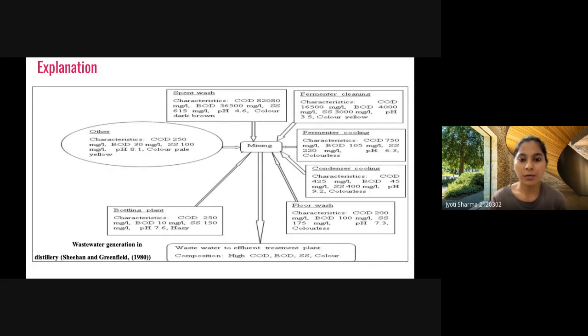The purpose is to show what we will get from spent wash. As I told you, spent wash is a solution that has some sugar, and if it has more sugar, it means the BOD and COD will be very high, oxygen demand will be very high. So we need treated water. But the thing is, we have to remove this COD and BOD out of this solution. How we can do this, we will learn this, right?